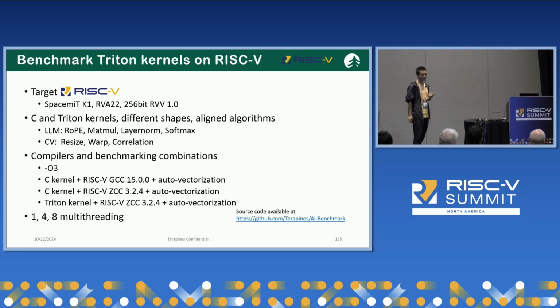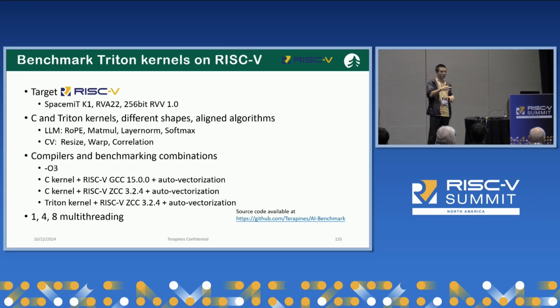Okay, for the benchmark, we have done lots of benchmarks. The target is SpacemiT K1. It's an RVA22 profile with 256-bit RVV 1.0. We have written C and Triton kernels for large language models and computer vision. We have tested those kernels with different shapes, but with aligned algorithms to compare apples to apples, not apples to oranges. For the compilation flag, we all use -O3 to achieve the best performance for the compilers we have used.